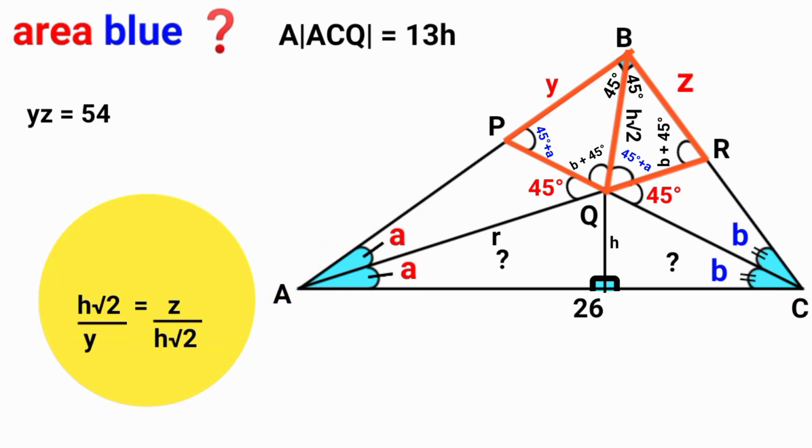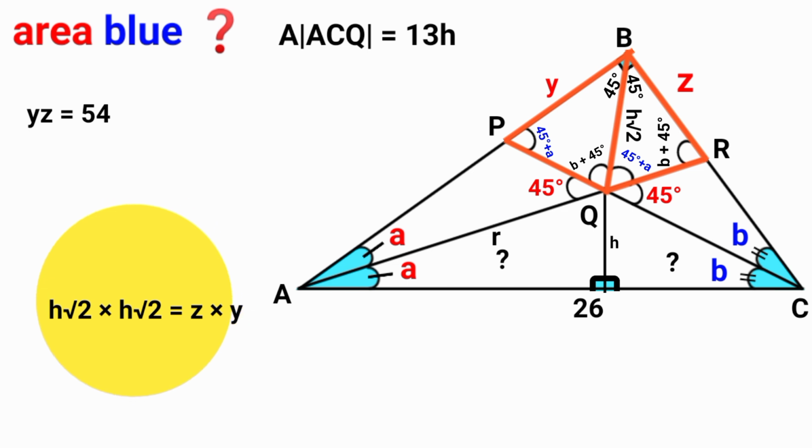So h root 2 over z equals y over h root 2. Cross multiply. So h root 2 times h root 2 equals z times y. h root 2 times h root 2 is h times root 2 times root 2. h times h is h squared. Root 2 times root 2 is 2. h squared times 2 is 2h squared. Here z times y is yz. So 2h squared equals yz.